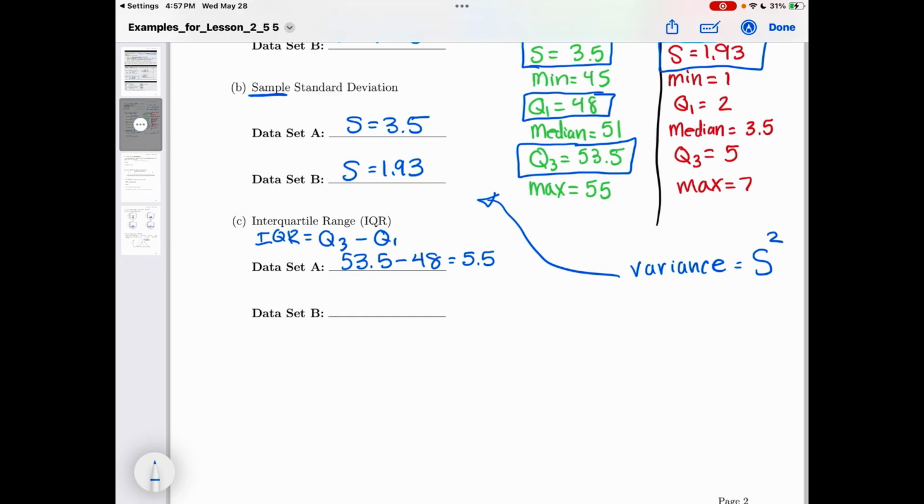Now remember what that means. That is the distance of the middle 50%. Or if you're looking at it visually, when you're looking at your box plot, it's the length of the box from Q3 to Q1. It's the range of your middle 50%. Okay, looking at data set B, if we want to find the IQR, I need to take my Q3, which is 5, and subtract my Q1, which is 2, and that gives me an interquartile range of 3.